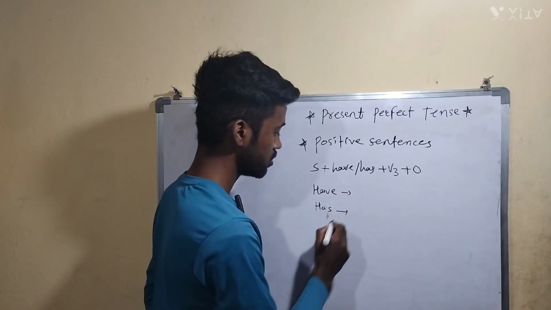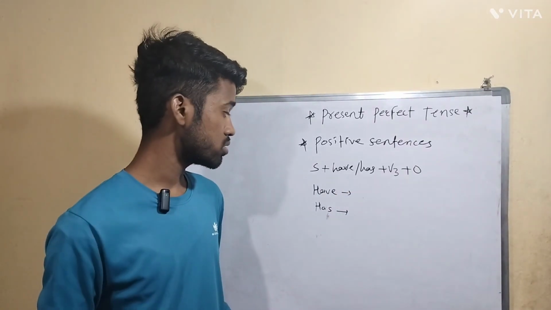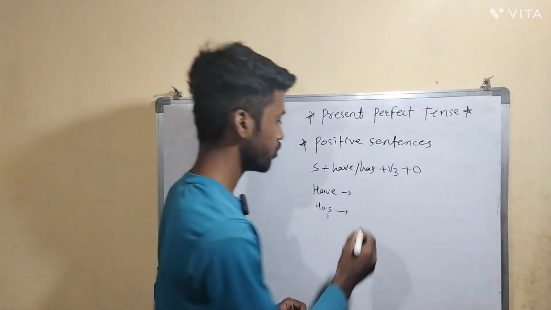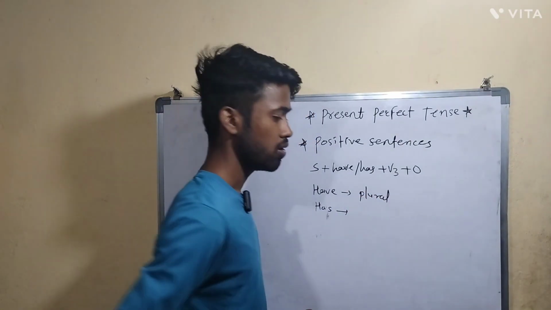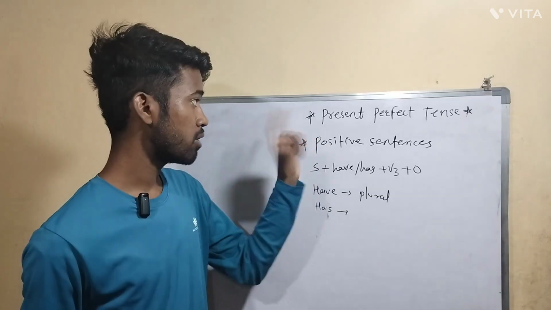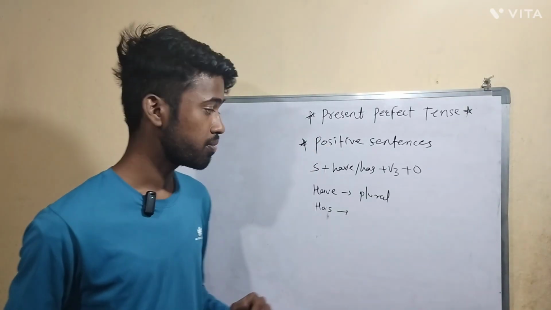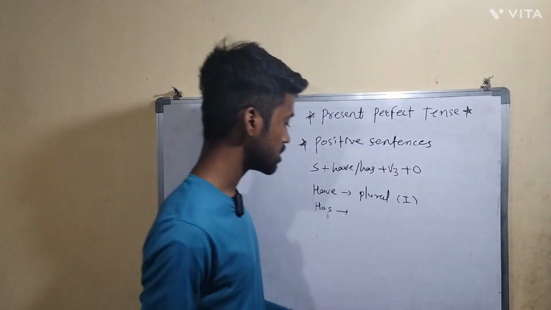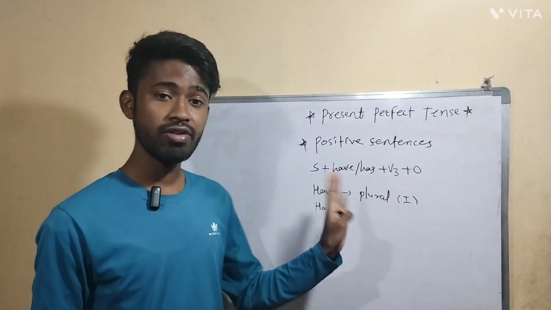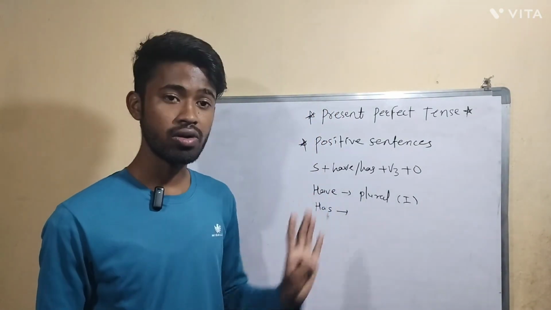So when do we have to use have and when do you have to use has? Have we use for plural subjects. Whenever the subject is plural, we have to use have as the helping verb in present perfect tense. Here one exception is there: I is singular, right? Still we use have with I. So this is the thing you have to remember.